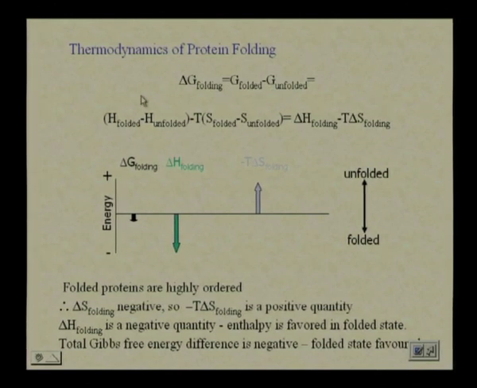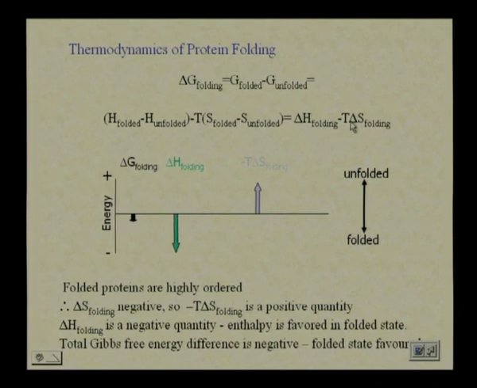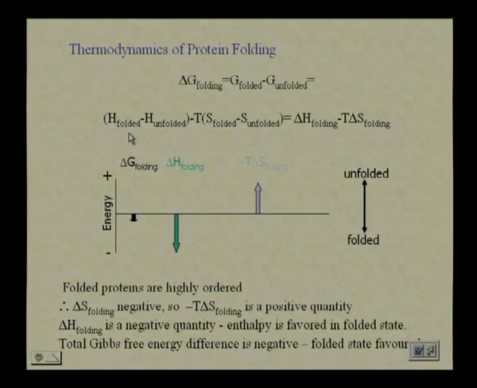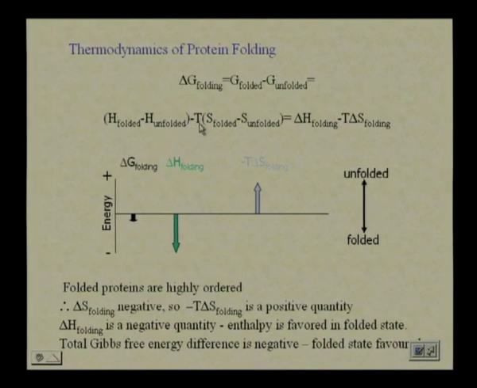So, what do we have to consider? We all know that delta G is what? Delta H minus T delta S. So, I have a delta H folding minus T delta S folding. What is my delta H folding? My delta H folding is again going to be my H final minus my H initial. So, H folded minus H unfolded. Now, I am doing this at a particular temperature, so the temperature here is constant. What is my delta S? S folded minus S unfolded. Why? Because my unfolded is my initial state and my final is my folded state.